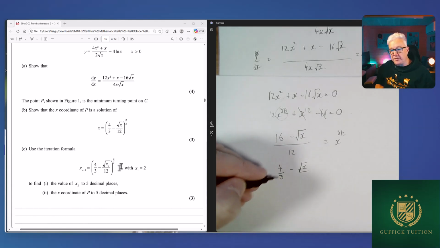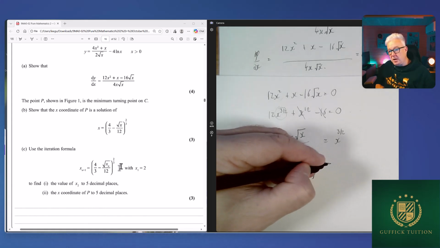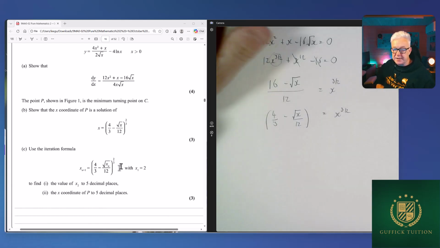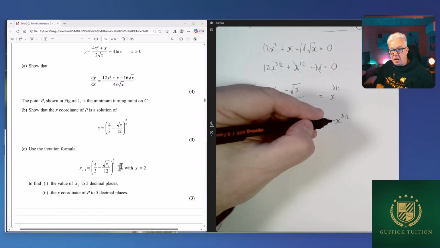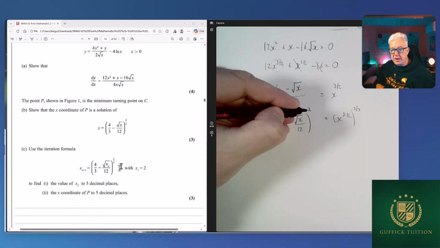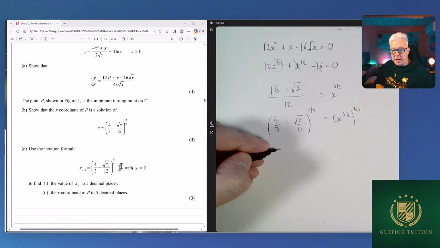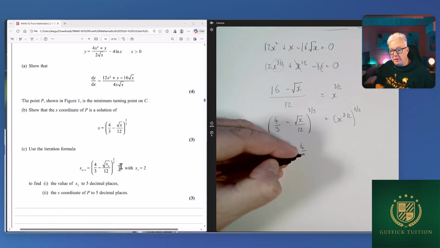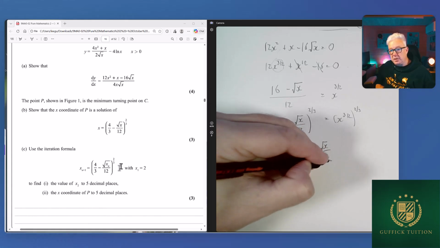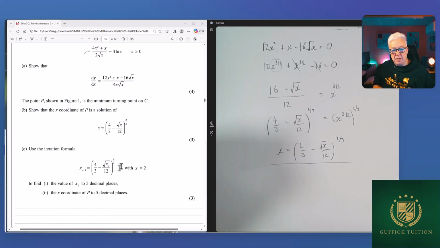We've got 4 over 3 minus root x over 12, all to the power of 1, is equal to x to 3 over 2. Now if I want to make x the subject of this equation, I would put both sides to the power of 2 over 3. When I put that to the power of 2 over 3, 3 over 2 times 2 over 3 is 1, so I end up with x is equal to 4 over 3 minus root x over 12, to the power of 2 over 3, as required. And that is part B done. Quite nice.